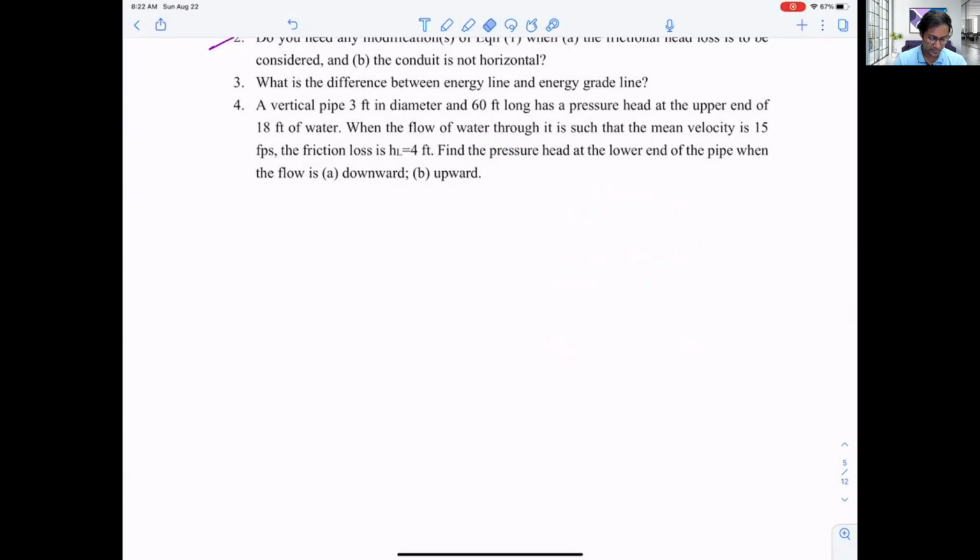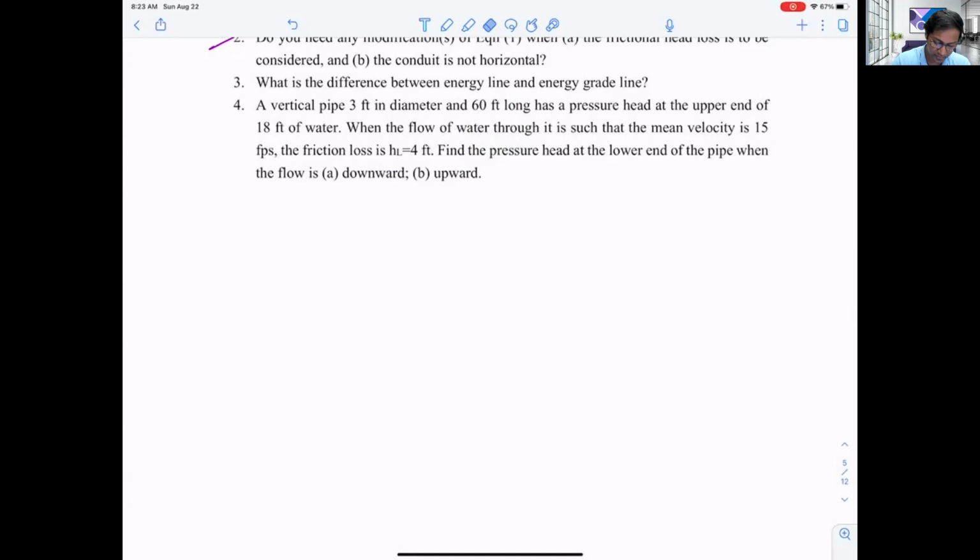So let me just quickly solve the fourth example. It is a vertical pipe 3 feet in diameter and 60 feet long, with a pressure head at the upper end of 18 feet of water. When the flow of water through it is such that the mean velocity is 15 fps, feet per second, the frictional loss, head loss HL, is equal to 4 feet. Find the pressure head at the lower end of the pipe when the flow is in the downward and upward direction.